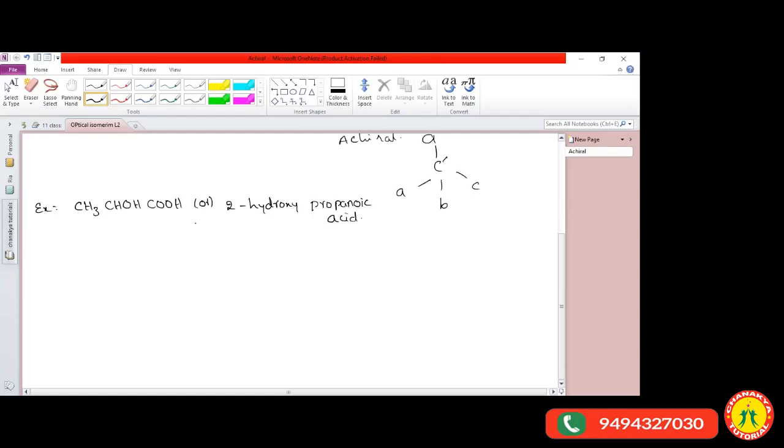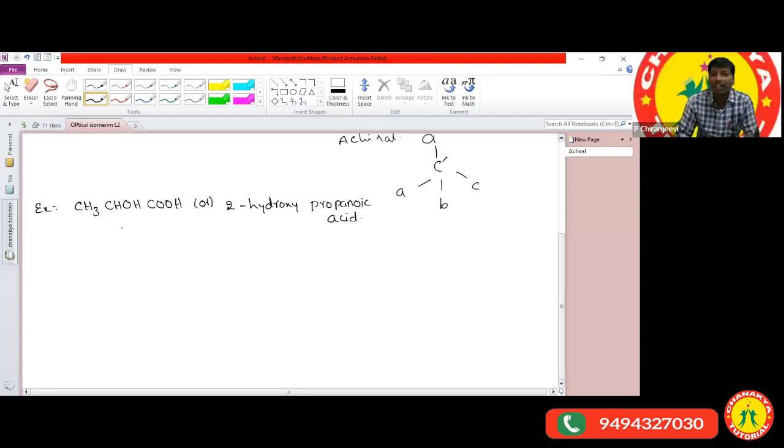I'll give the clarity. Whenever they give this kind of structure, immediately you have to write the complete representation. First, how many carbon atoms are there? Three carbon atoms. First I'm writing the three carbon atoms in a straight manner, and the terminal one is already COOH.